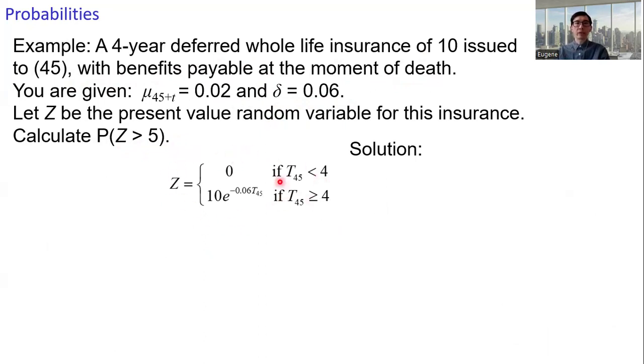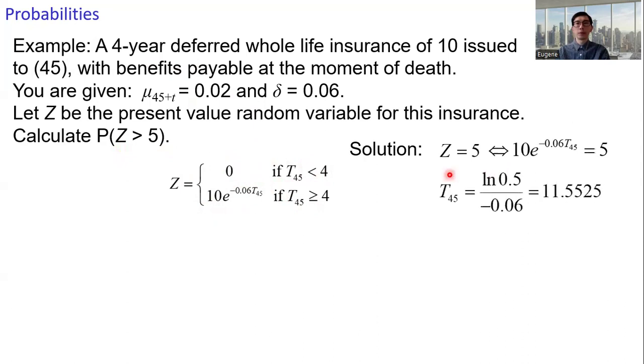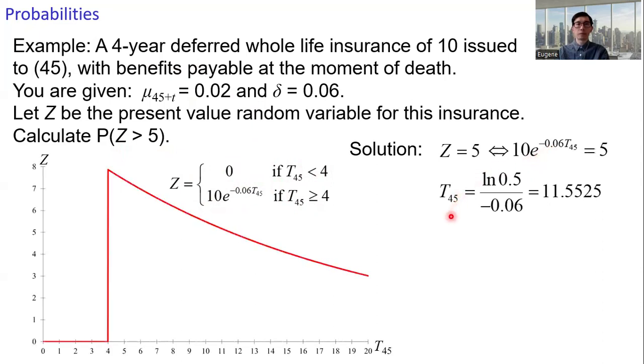All right, we have the PDF of Z. The deferred period is 4 years. So if T45 is less than 4, there's no benefit, Z is 0. And if T45 is greater than or equal to 4, we get the expression for Z. We want the probability that Z is greater than 5. Solving for T45, we get 11.5525.